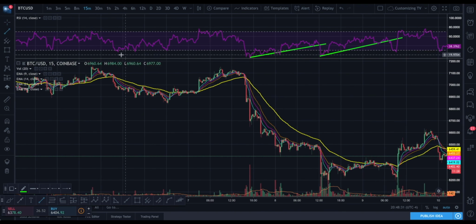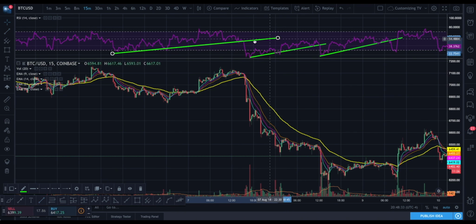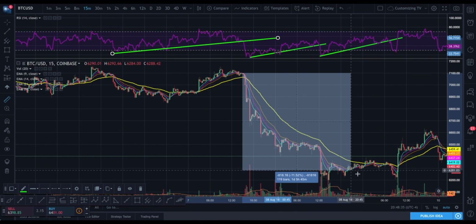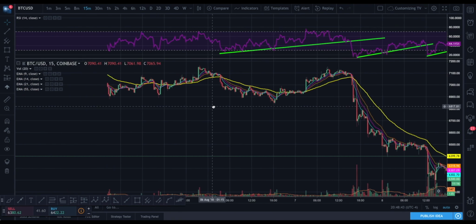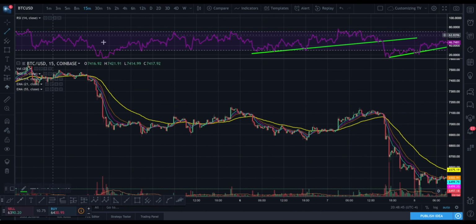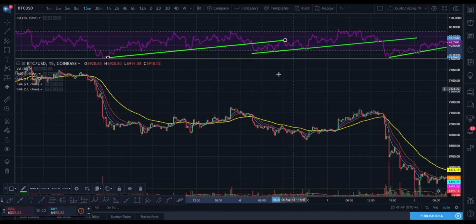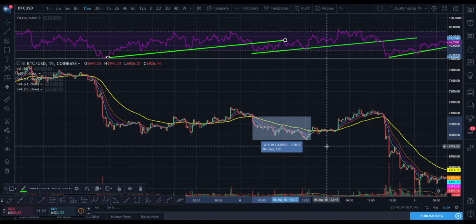You see here another support as well. Once this broke, look at that. 12% in a day. And you can keep going. I can keep going all day. You have another support here. Opportunities are literally everywhere in this market. So when this broke down, here you go. 3% trade in the same day.